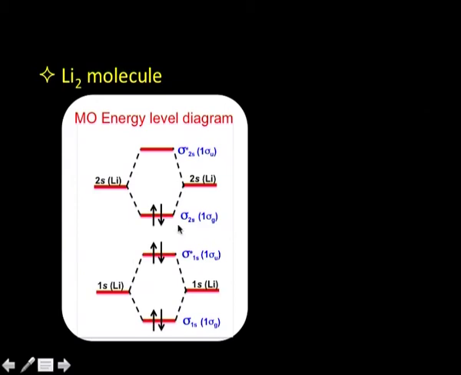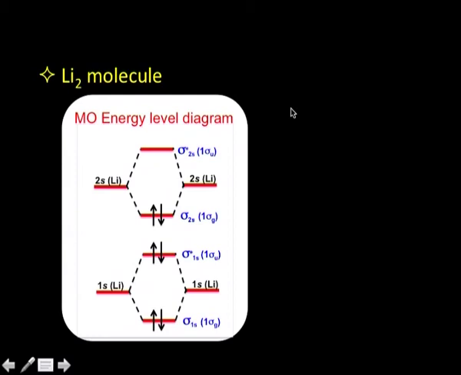But we are more interested in this part of the picture, wherein the 2s orbital of lithium 1 and lithium 2 combine together to give you sigma 2s and sigma star 2s. Now, when you talk about the filling of electrons, we can talk in 2 ways. The total number of electrons in lithium is 3.